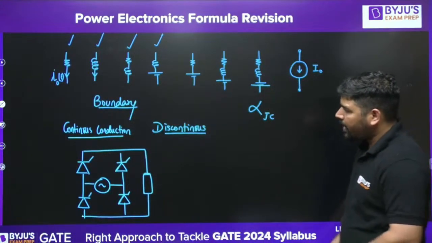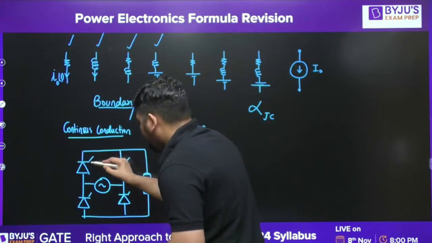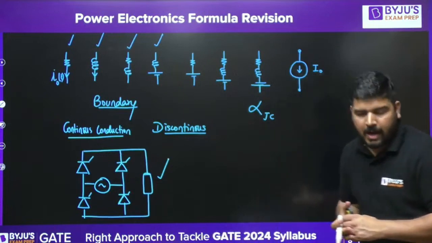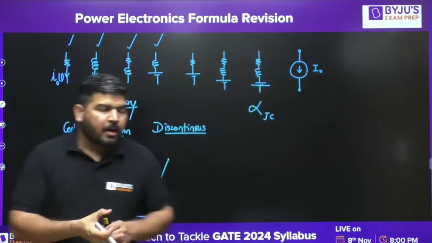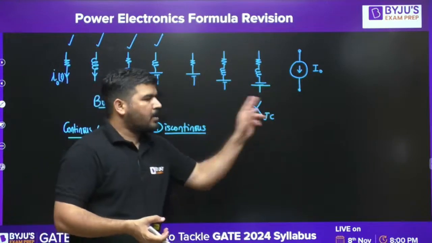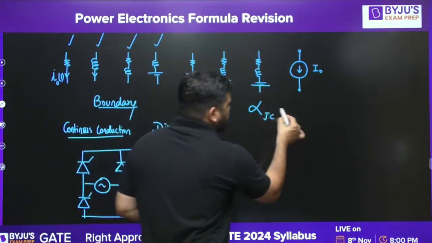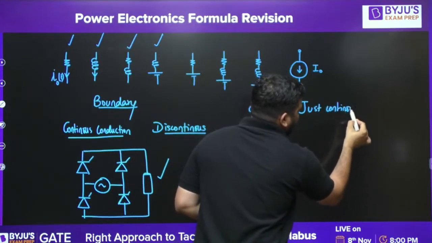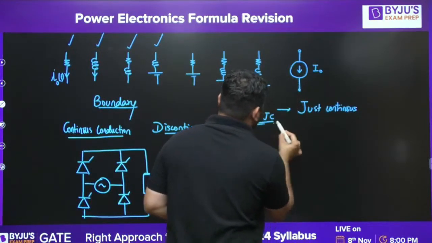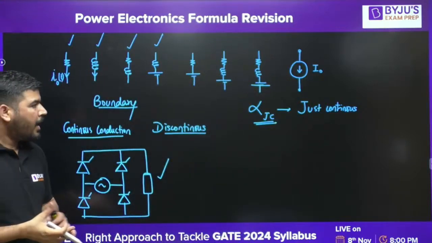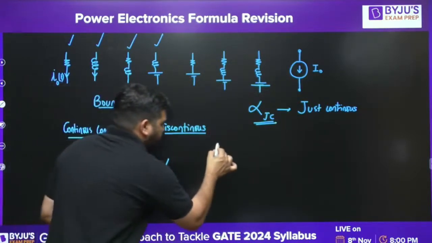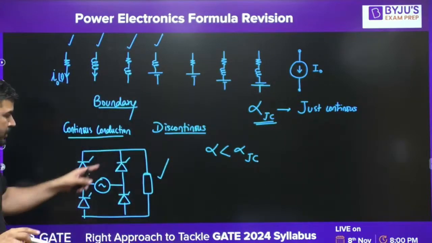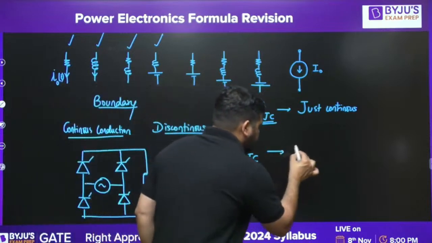Now, the load can be R load or L load or RL load, whatever. In every situation, we have some alpha JC. JC means just continuous. It means we have to find this alpha. If the actual firing angle is less than this alpha JC, then the conduction will be continuous.